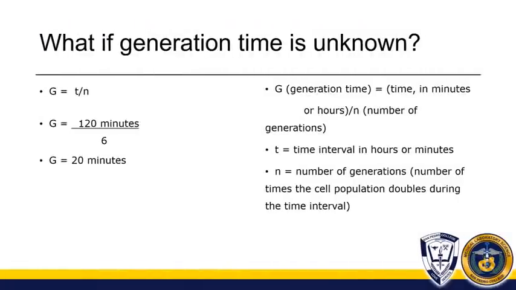What if generation time is unknown? We use this formula where G, the generation time, equals T, the time in minutes or hours, divided by N, the number of generations. So G equals 120 minutes, that's the time interval in minutes, divided by 6, which is the number of generations. So the generation time is 20 minutes.